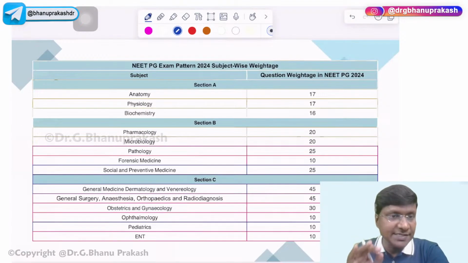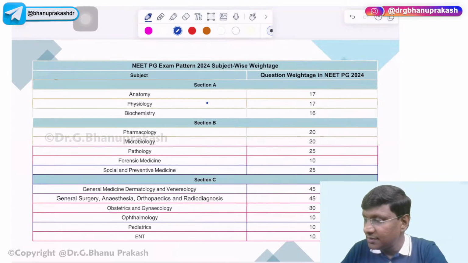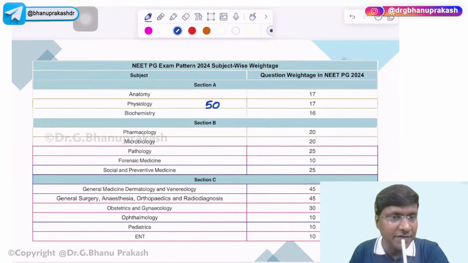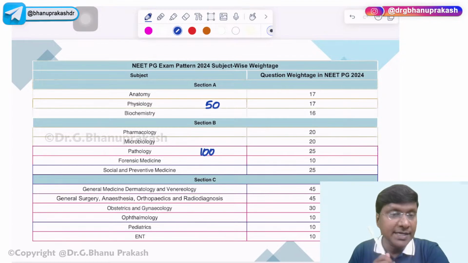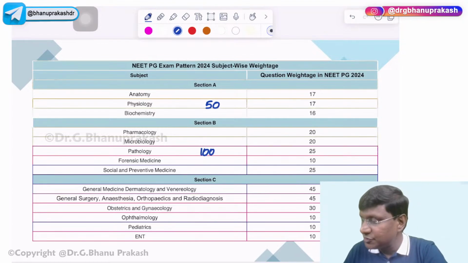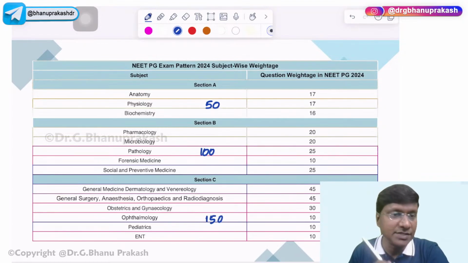In these three sections, the first section is anatomy, physiology, and biochemistry. It will carry around 50 marks. Section B will be pharmacology, microbiology, pathology, forensic medicine, and SPM. This will be for 100 marks. And section C is very important, which will carry around 150 marks, in which you have medicine and allied subjects, surgery and allied subjects, obs and gynae, ophthalm, pediatrics, and ENT, right?